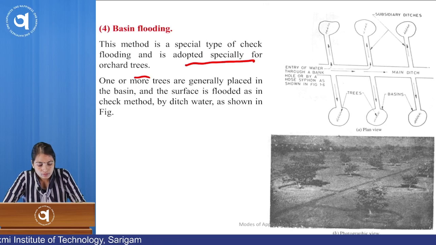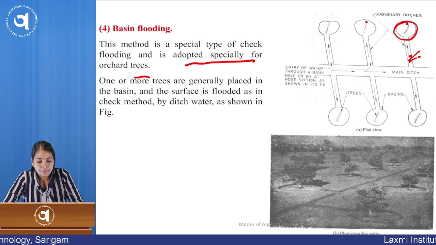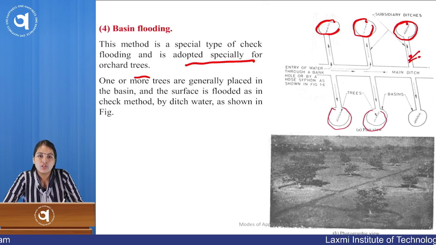You can see in the picture, these are the main ditches through which we are supplying the water, and then we have subsidiary ditches and we have these small basin types. Then here we will supply the water and we will plant the tree over this area, and this irrigation is mainly suitable not for plants but for trees.